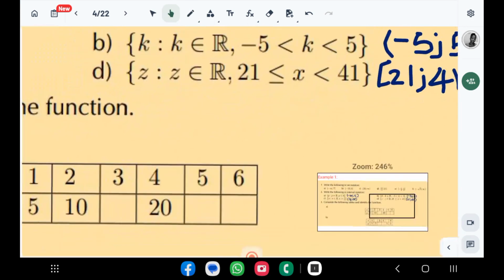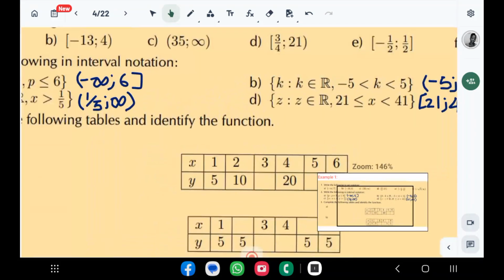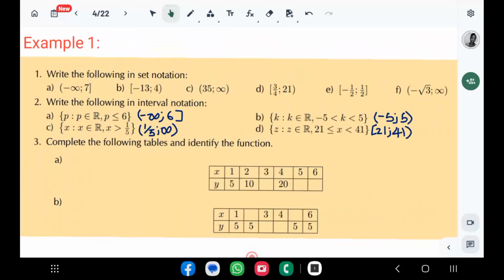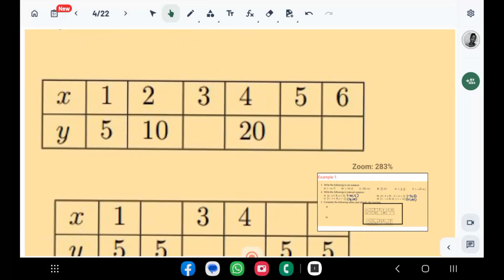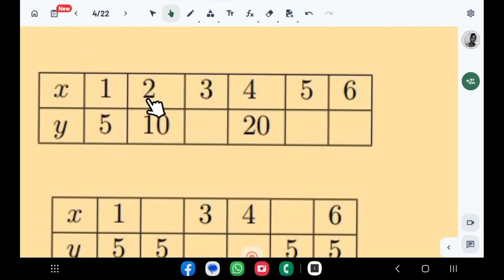Now let's look at the next question. Next question says complete the following tables and identify the function. Okay, here are the tables. That should be interesting. Okay, let's look at the pattern over here. You've got your numbers 1, 2, 6, right? And look at the y values. When x equals 1, y equals 5. When x equals 2, y equals 10. When x equals 3, when x equals 4, 20.